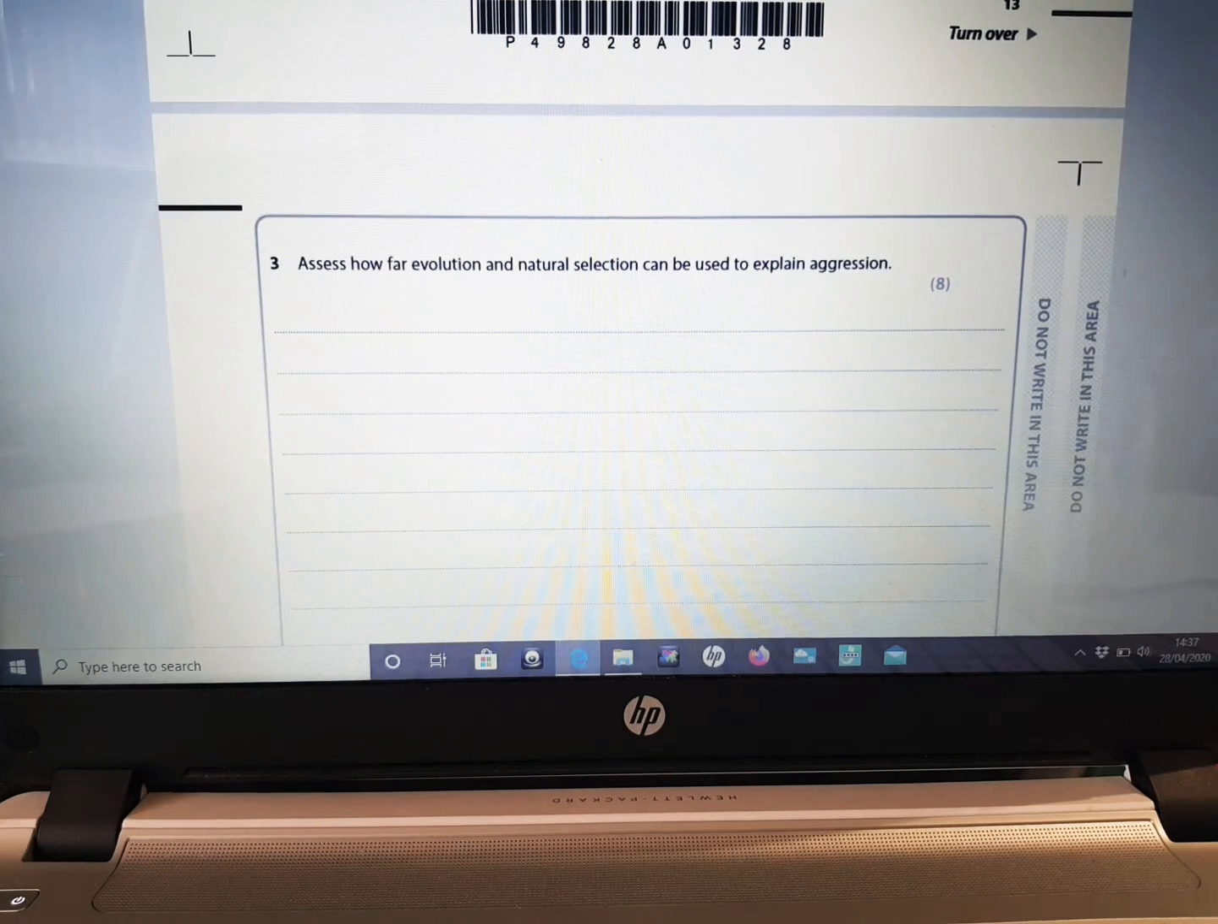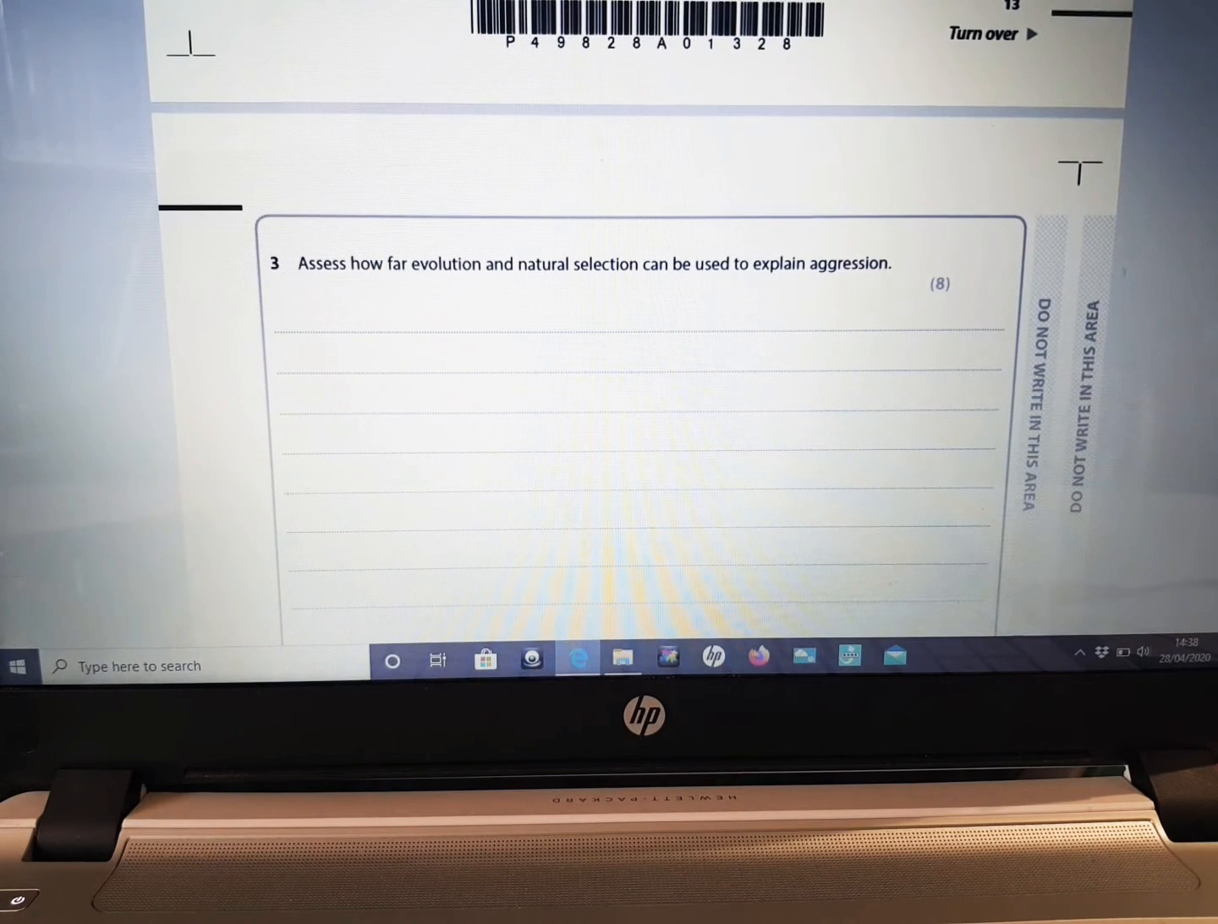For AO3 evaluation, you would be talking about any research, theories or studies which have supported the argument that evolution and natural selection can be used to explain aggression. So you may need to look back at some of your notes. In particular, pages 104 and 105 in your AS Psychology textbook will help you with this question. Have a read of the descriptions and the evaluations on both those pages, and they should give you some indications of what you can write.